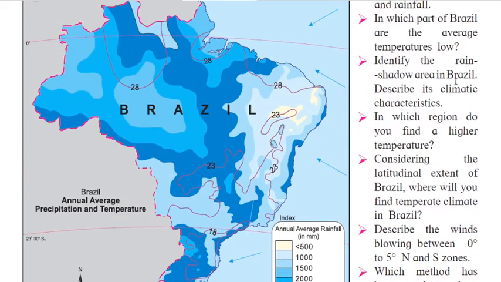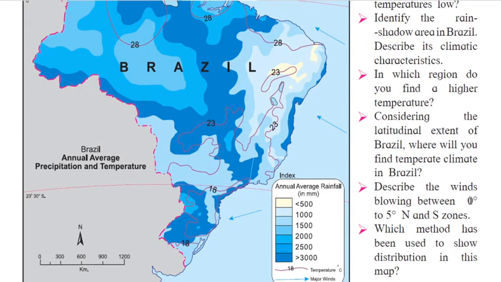After that, in which region do you find the higher temperature? We will find higher temperature in the region near the equator in Brazil. Already we learned this in the explanation. Considering the latitudinal extent of Brazil, where will you find temperate climate in Brazil? We will find temperate climate in Brazil to the south of the Tropic of Capricorn.